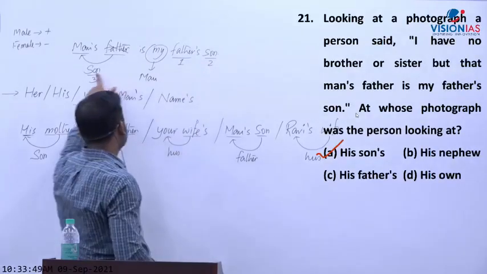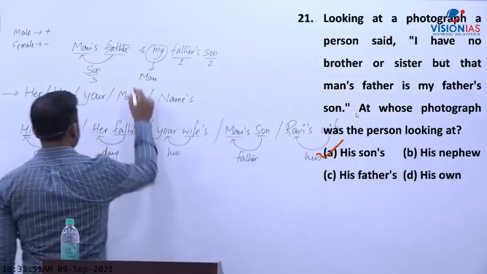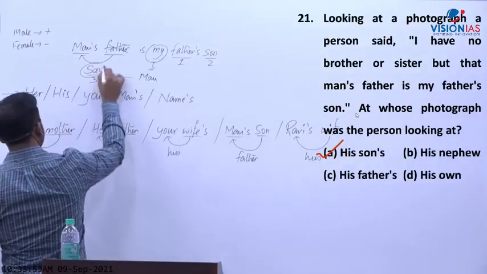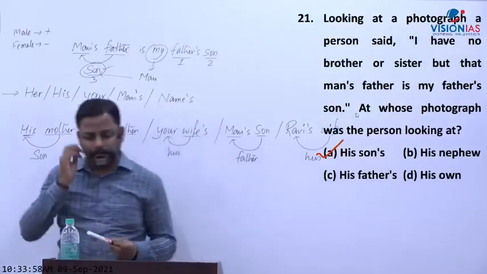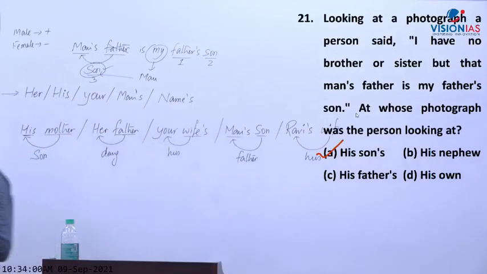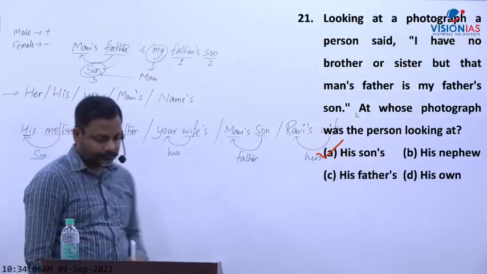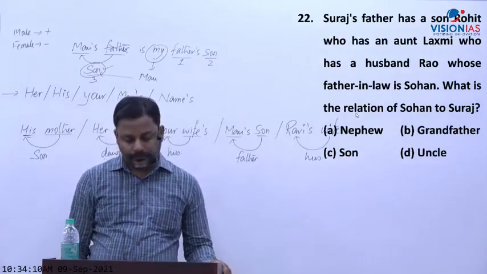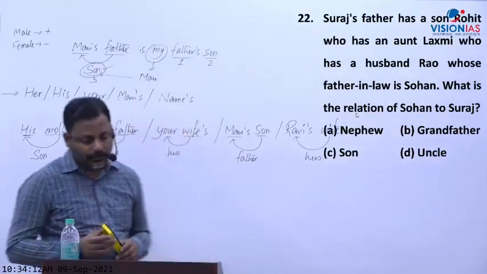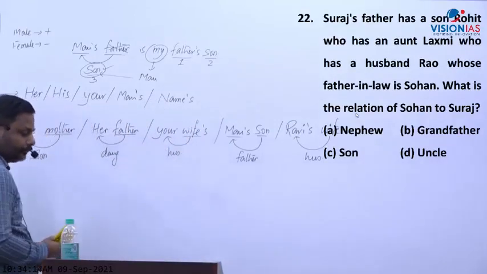And now man's son. It means this photograph is of his son. So the next relation was son. So it means the photograph is of man's son. Okay. Now, come to this question.